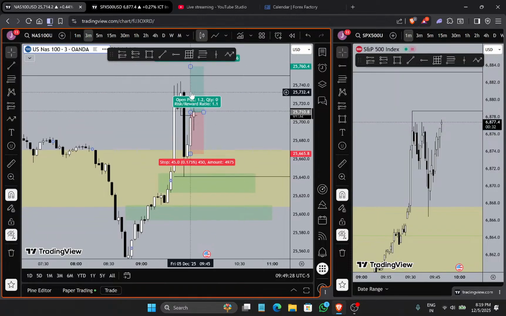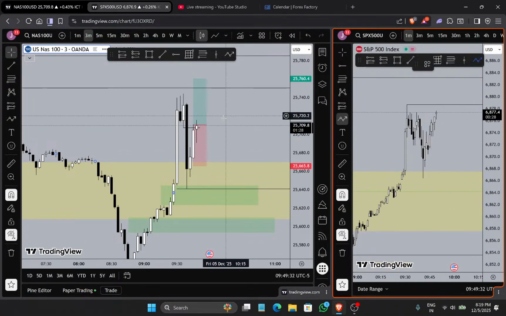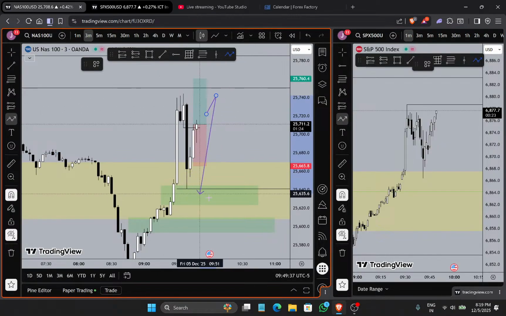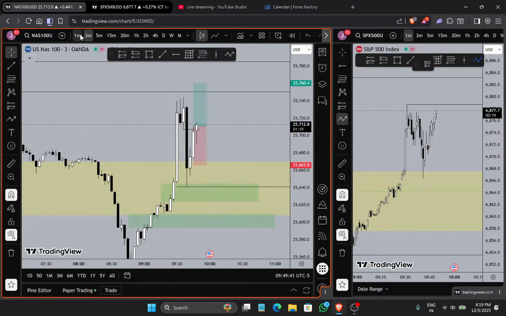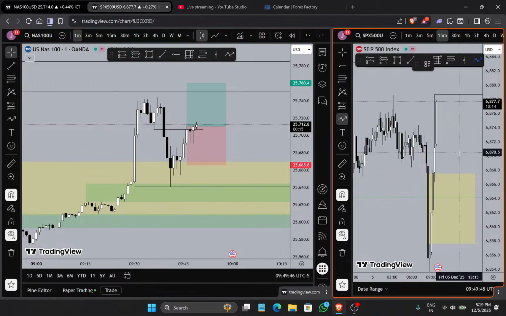We may get an SMT at this level, so we can also plan something. If we get an SMT from here, we can plan a sell to this 5 minutes here. That is also a sort of plan. We get an SMT, we may take this high here.